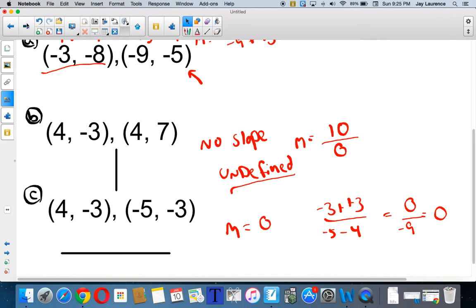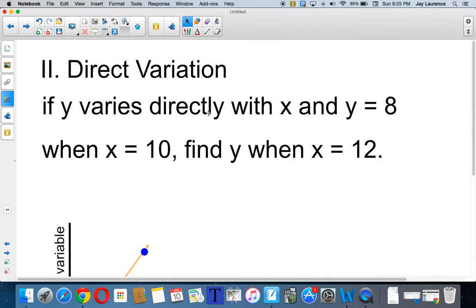All right, so direct variation. This is the second thing we learned. If y varies directly with x and y equals 8 when x equals 10, find y when x equals 12. Well, remember, direct variation means the two terms are proportional. And there's an equation, right? The equation is y equals kx. Any form of that equation would also be direct variation.